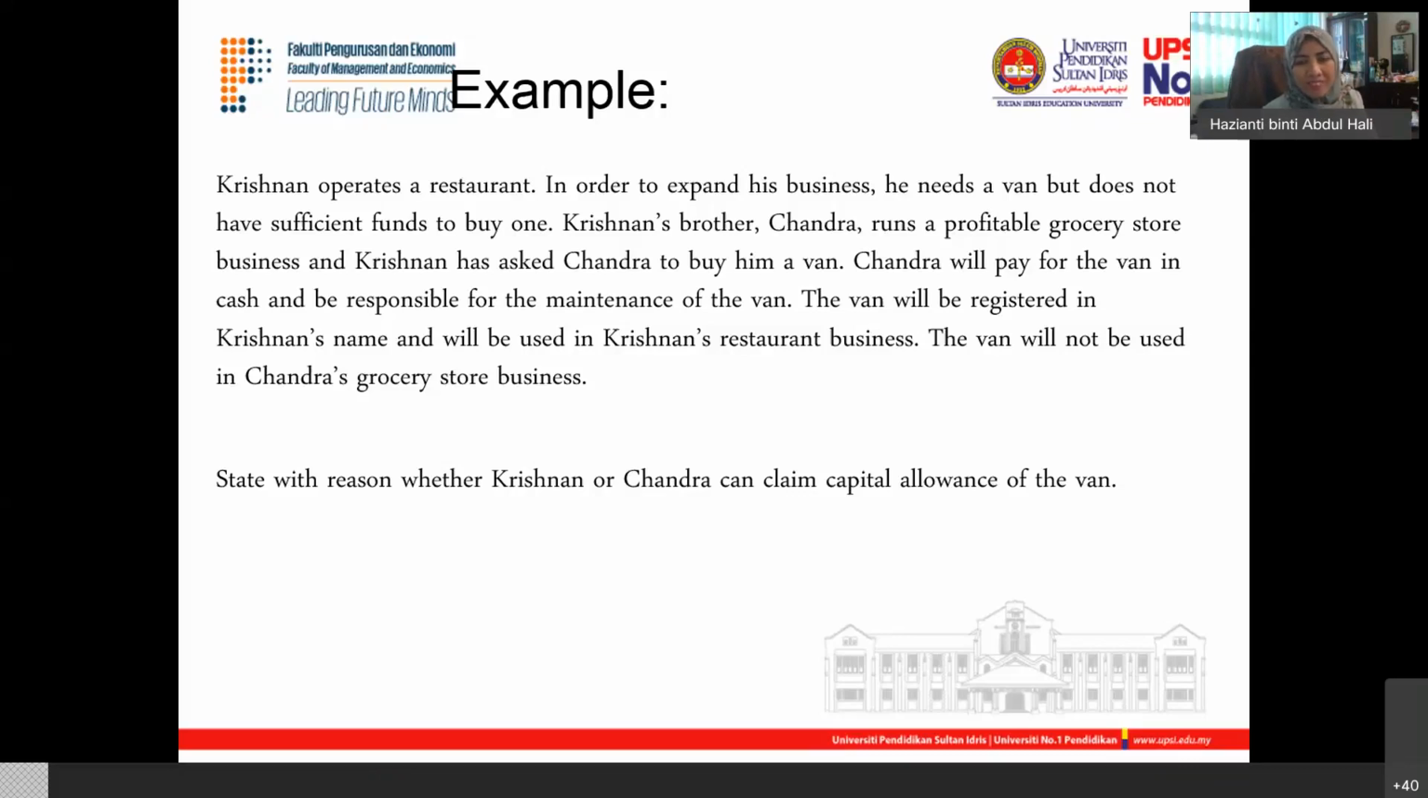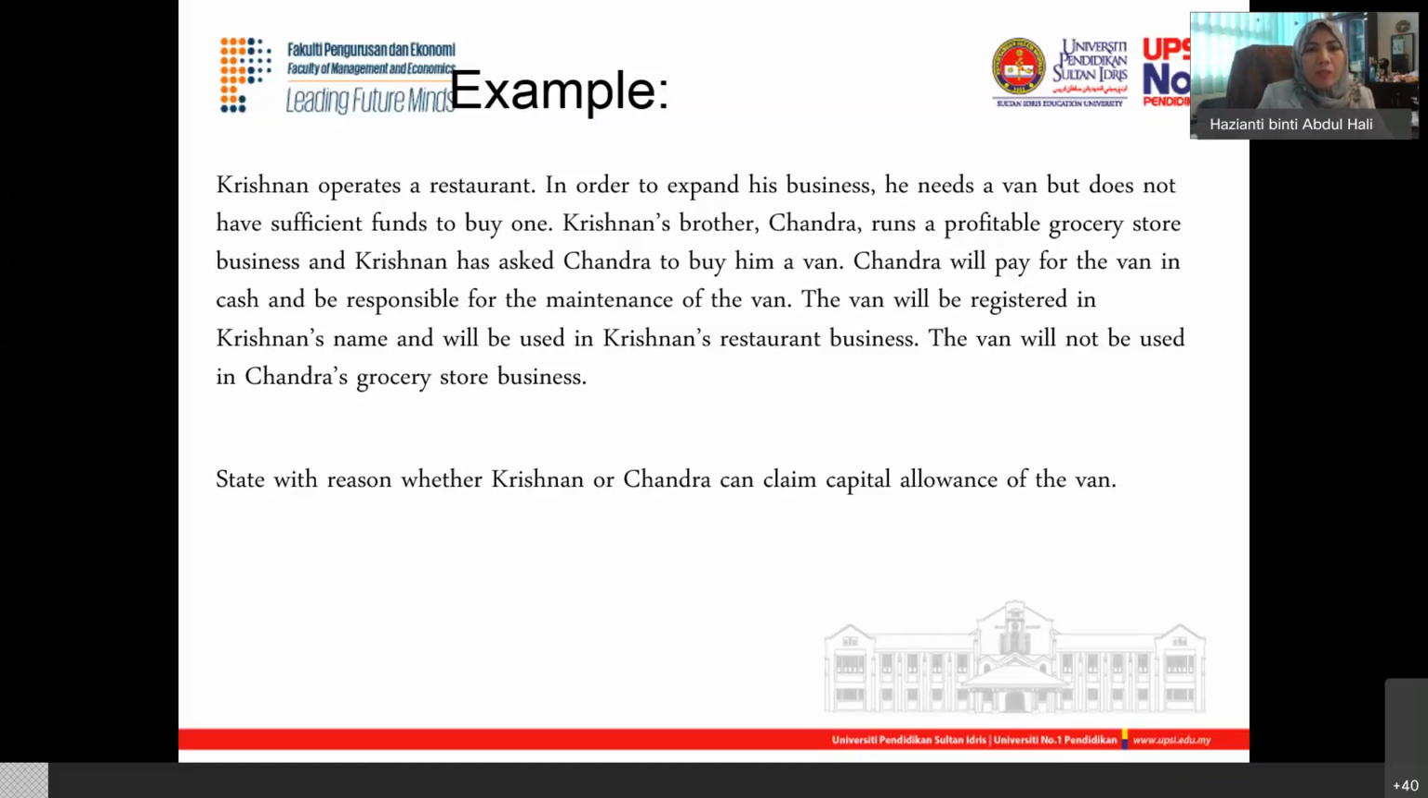Dua-dua salah. No one can claim capital allowance. Chandra tak boleh, Krishnan pun tak boleh. Cuba tengok betul-betul cerita dia. Sekarang ni, Krishnan operate a restaurant, betul? So in order to expand his business, he needs a van. Tapi dia tak ada duit nak beli van. Jadi abang dia, Chandra, bagi dia van tu.